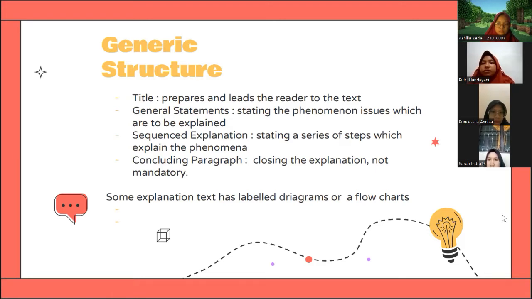And then next, concluding paragraph. Concluding paragraph is a closing of the explanation, not mandatory. Concluding paragraph is presented in the part of the explanation text, even though it's not mandatory. And the last is labeled diagrams and flow charts. It is additional information. So if you want to add it, it's good, and if you don't want to add it, it's also good. Thank you.